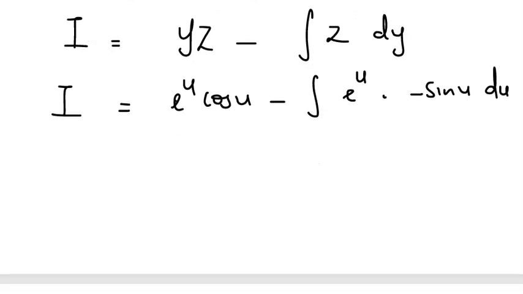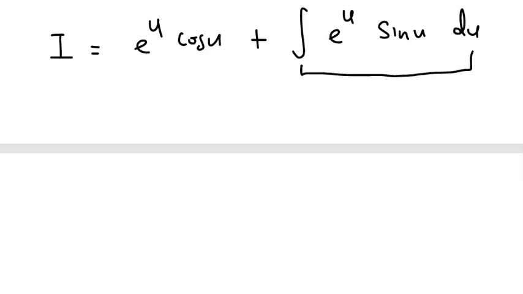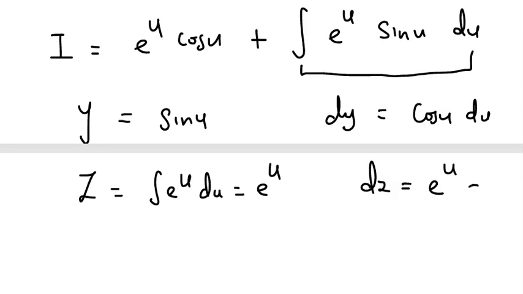With that negative sign, this is equal to e to the power of u multiplied by the cosine of u, then plus the integral of e to the power of u times the sine of u du. It's integration by parts again, so let's make use of our y and z. Let y equal the sine function of u, then dy is equal to the cosine of u du. And let z equal the integral of e to the power of u, which is e to the power of u. The derivative of the stubborn guy remains the same.